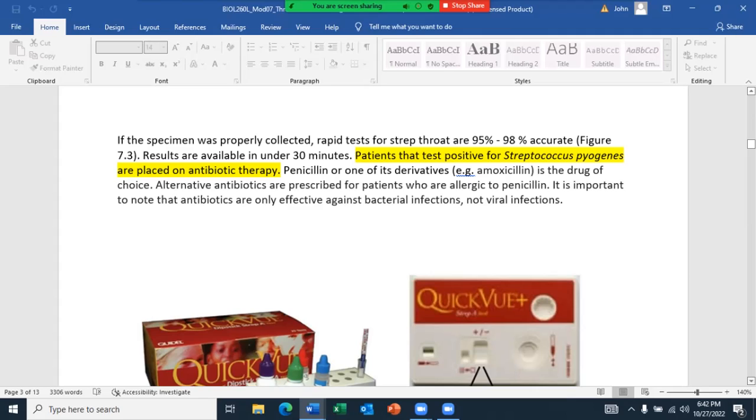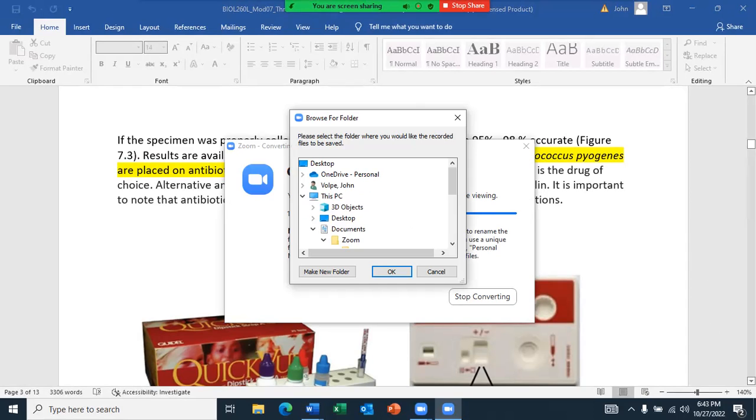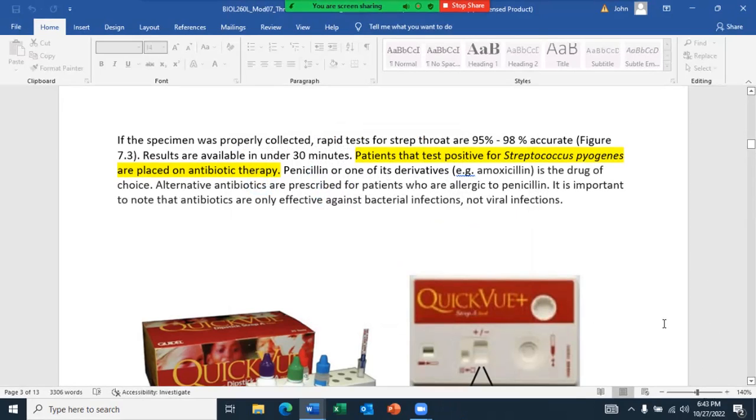Patients that test positive for Streptococcus pyogenes are placed on antibiotic therapy. You can read about that, but generally Streptococcus pyogenes is not fought well by our own immune system. So we place the patient on antibiotics, meaning most patients cannot throw off Streptococcus pyogenes infection.